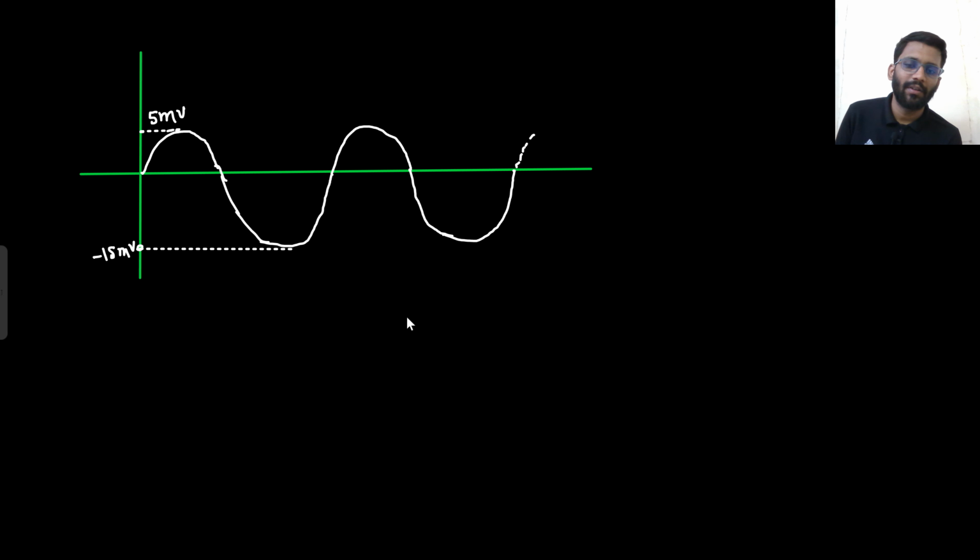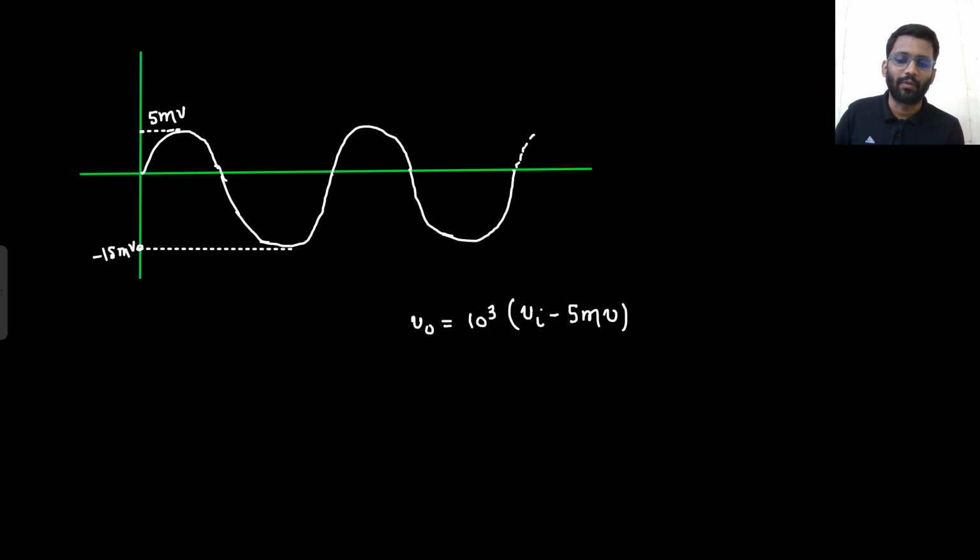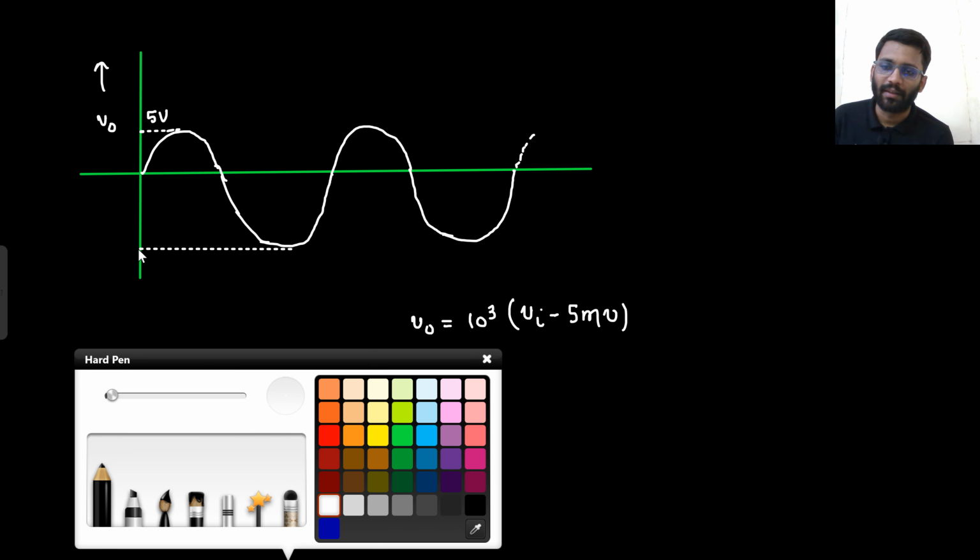Now what is your output? Your output is 10 to the power 3 into (V in minus 5 millivolt). Where is V in minus 5 millivolt? This is here only. You just need to multiply it with 10 to the power 3. Then you will get your output waveform. So if I multiply it with 10 to the power 3, what will I get here? 5 volt. So this is what I am drawing. This is my V naught waveform. And if I multiply it with 10 to the power 3, what will I get? Minus 15. Here I am getting minus 15.